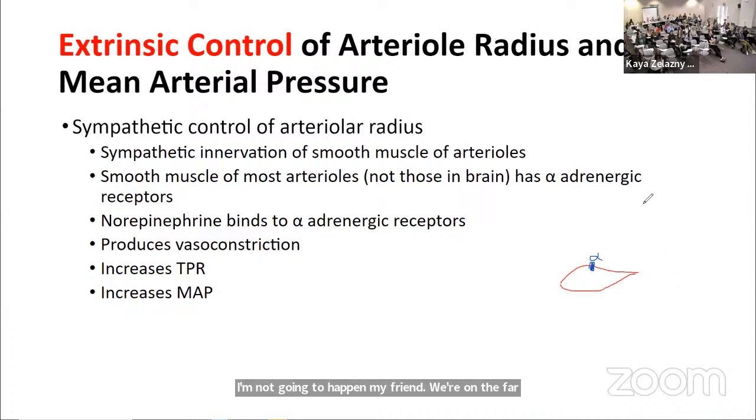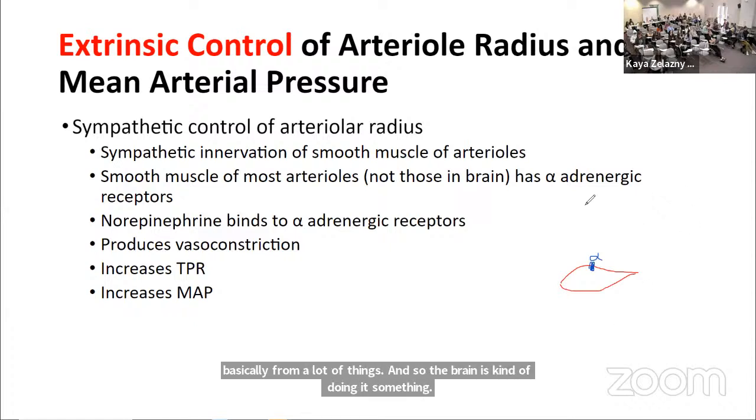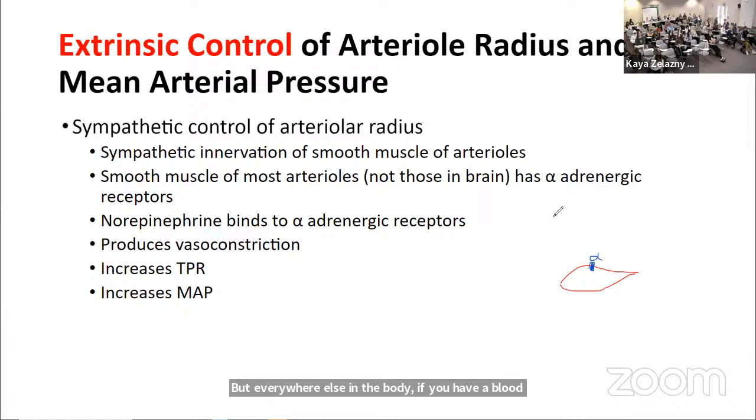And this is true pretty much throughout the body, except for in the brain. The brain is protected basically from a lot of things, and so the brain is kind of doing its own thing. But everywhere else in the body, if you have a blood vessel with smooth muscle there, you'd expect it to probably have some alpha adrenergic receptors on it.